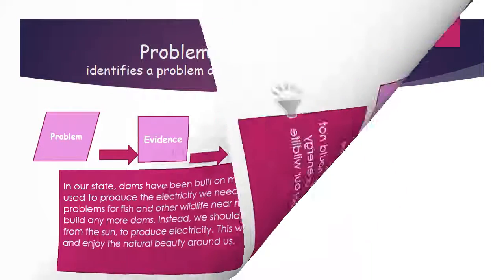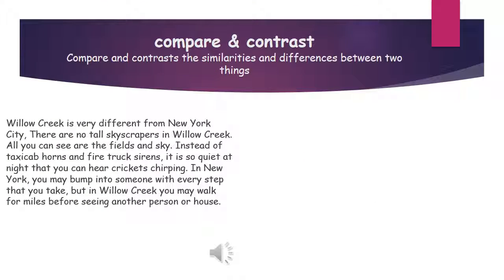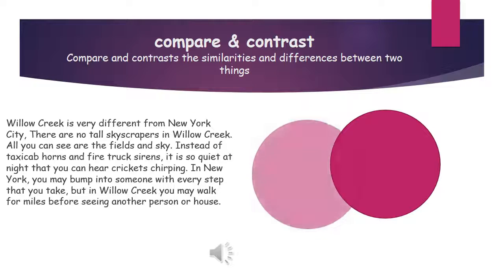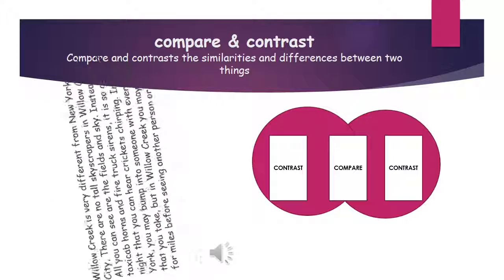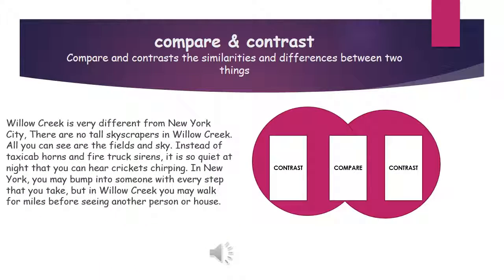This is letting us know, for example, those key signal words that you can point out. So this is how you organize this, which you can do with a circle graphic organizer where you list the similarities in the middle and list the differences on each side.